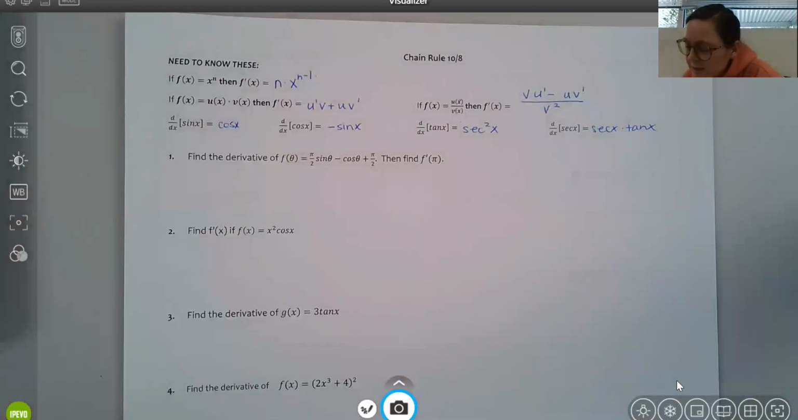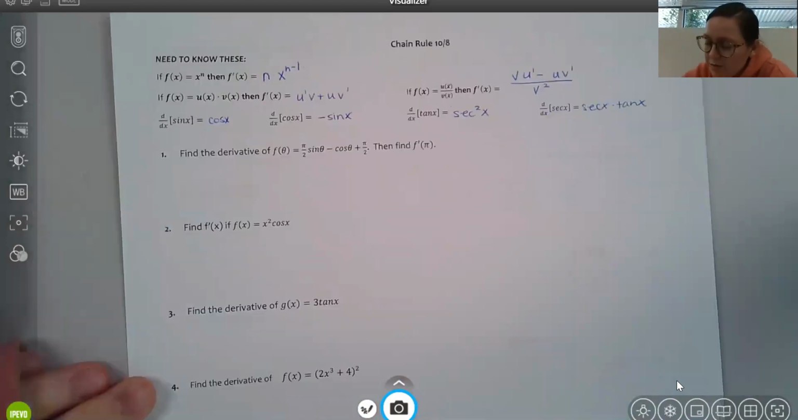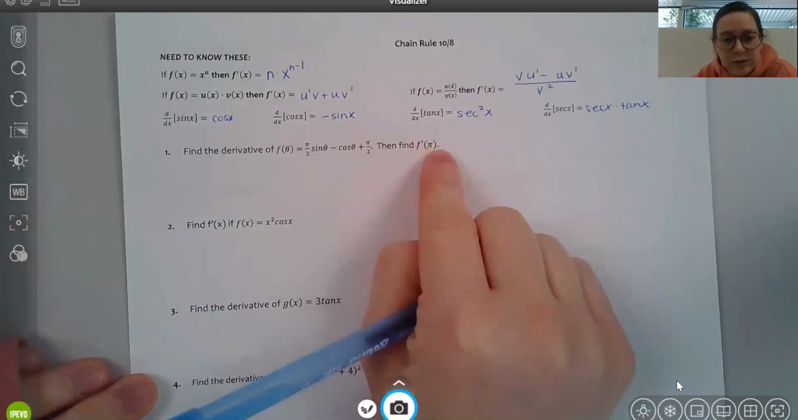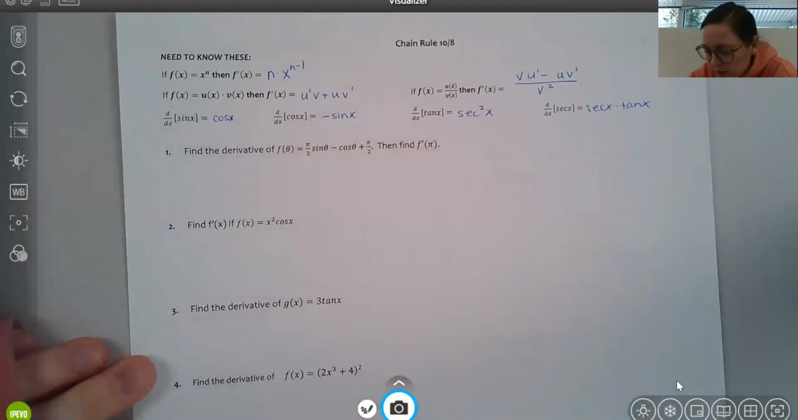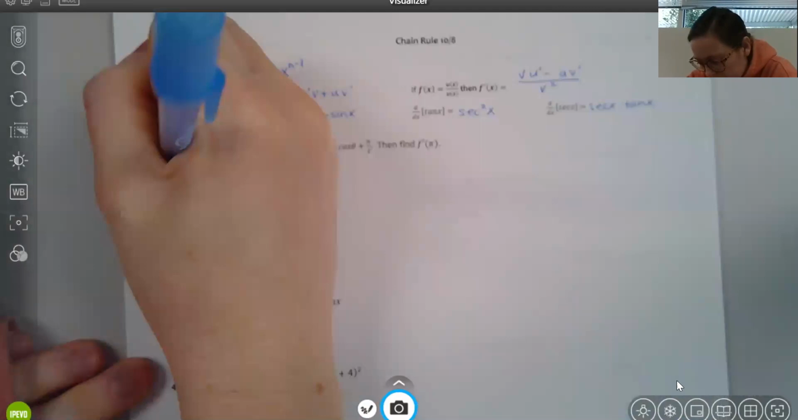Number one is asking us to find this derivative and then to find f prime of pi. So everyone take a second, calculate the derivative and then the derivative at pi.